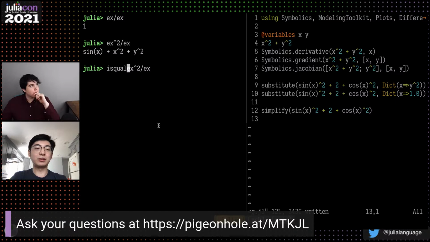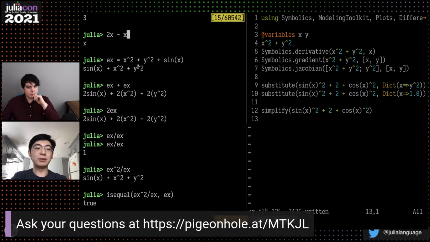And then we can compare terms using the isequal function. So yes, this whole thing equals ex. Then, in this example, we are always using symbolic variables to trace into the expression. So in here, we have the expression x squared plus y squared plus sine of x. And then the symbolic expression is exactly the same.